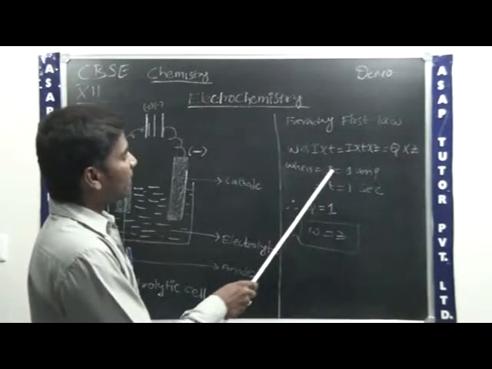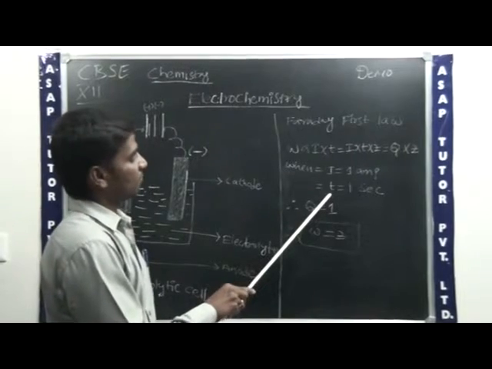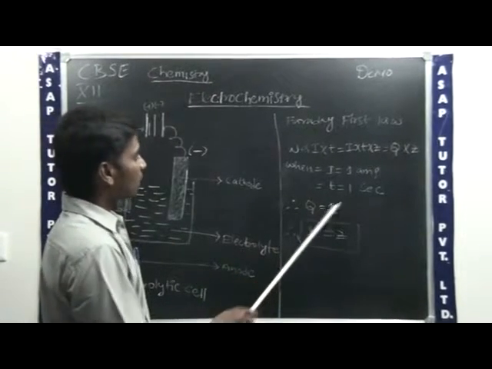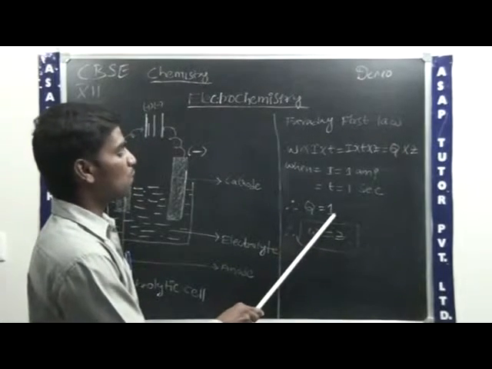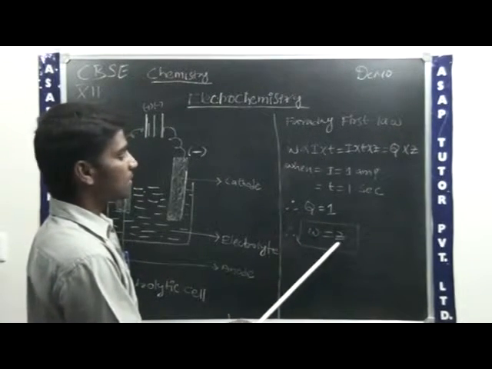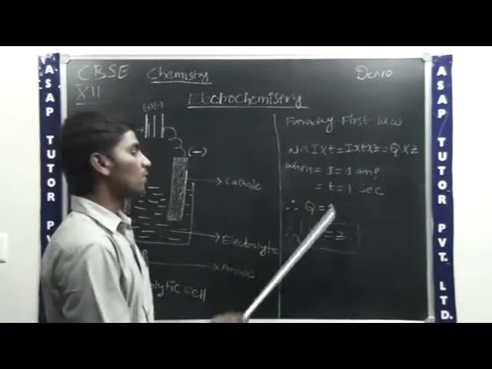When I take the strength of current as 1 ampere and the time as 1 second, it is converted into Q, the quantity of current in coulombs, equal to 1. Therefore W equals Z. This is Faraday's first law.